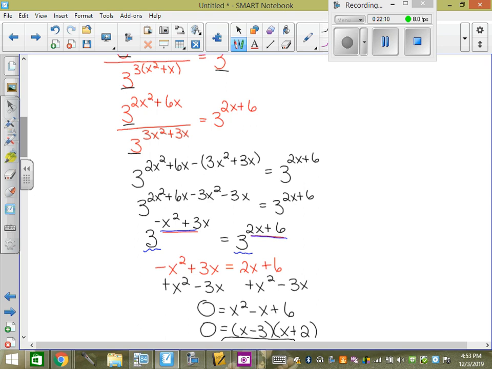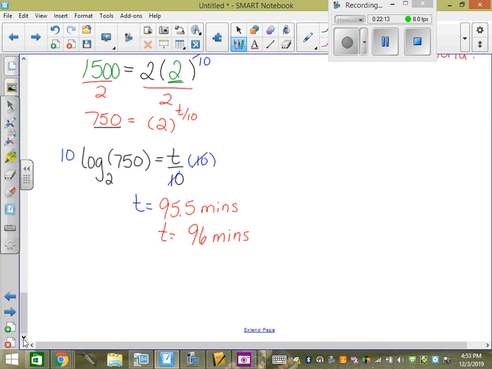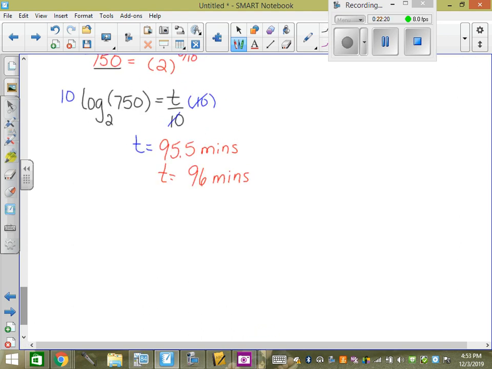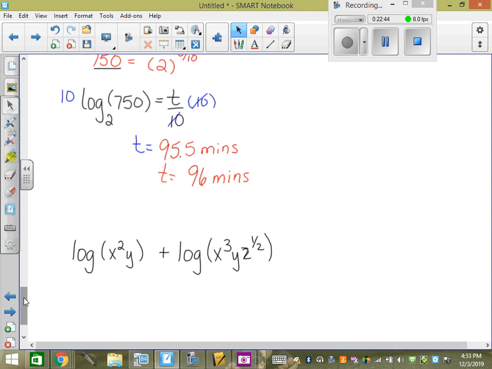Okay? One last thing I want to remind you of, because I didn't get as much class time as I wanted with you, was if I gave you something like log x squared y plus log x cubed y z squared. Ooh, let's make it more. Let's go z to the half. Actually, instead of a plus, let's put a minus. Let's make it a little harder.